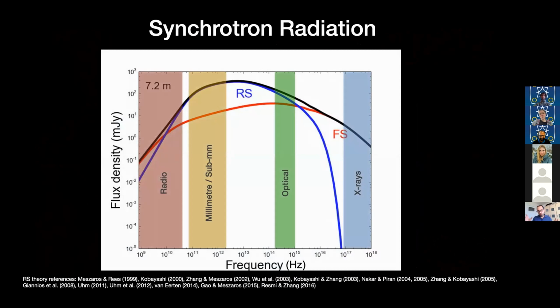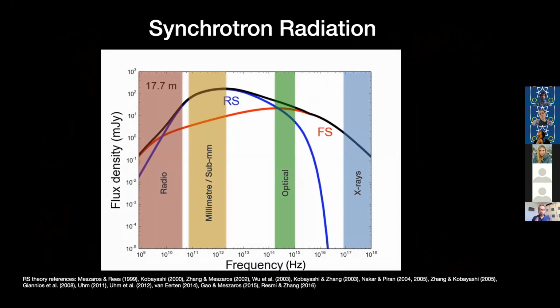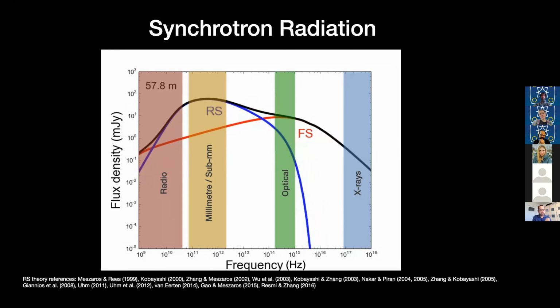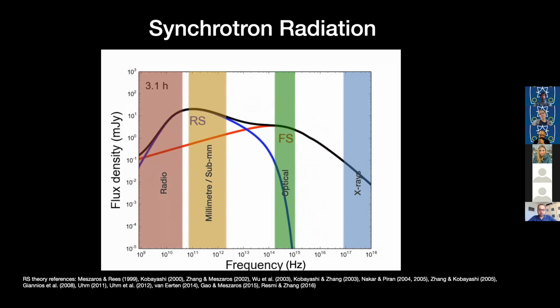So the forward shock tells us the explosion energy and the environment density. On the other hand, the reverse shock tells us about the outflow properties: its radial structure, its speed, its magnetization. And over time, the emission from both these shocks shifts to lower frequencies and also fades, which means that we need data spanning many orders of magnitude in frequency and time to understand the physics of the system.